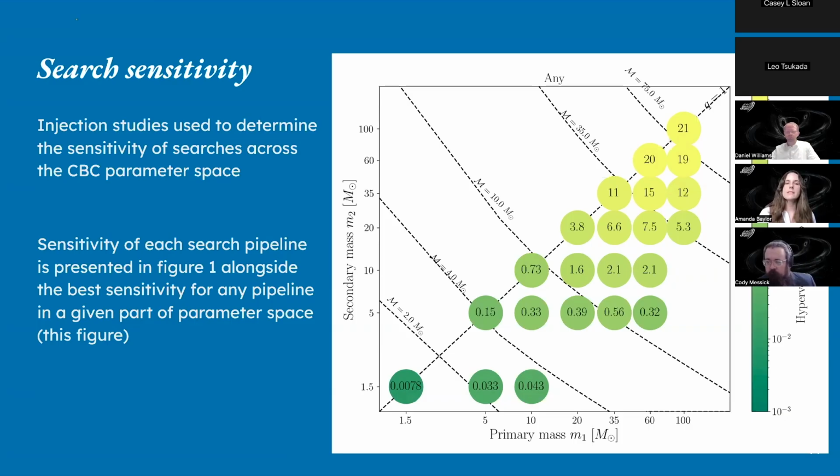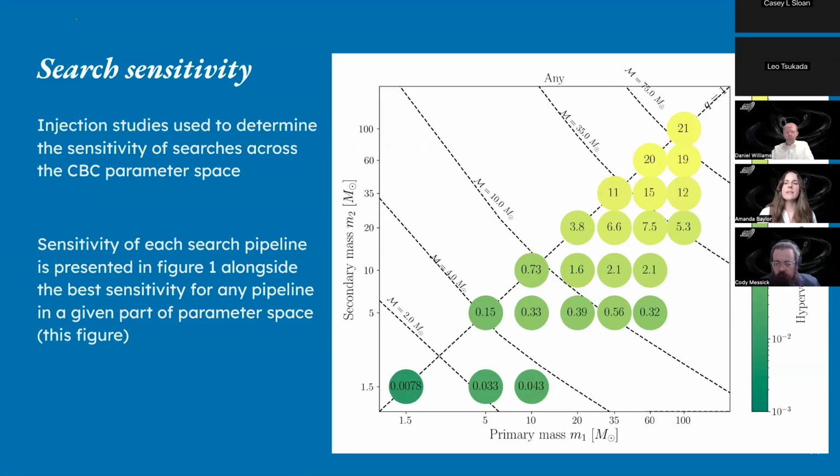On the x-axis is the primary mass, or mass 1. This is the larger mass in the system. On the y-axis is the secondary mass, which is the smaller mass. On the diagonal is the mass ratio line, so these are equal masses, Q equals 1. And then these curved lines represent the M-chirp values. We can see on the color bar that a lighter color indicates a more sensitive region, and also a higher number indicates a more sensitive region.